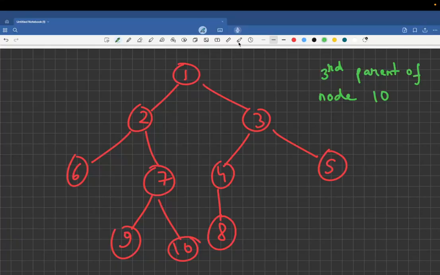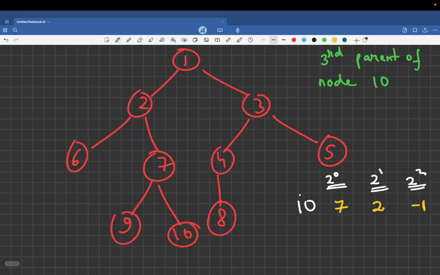First tell me what we will store. For 10, can I say 2 power 0th parent, 2 power 1th parent, and 2 power 2th parent? Can you name these parents for me for node 10? 2 power 0th parent is 7, that is the first parent. 2 power 1th parent is 2, that is the second parent. And 2 power 2th parent does not exist, so let me store minus 1. 2 power 2 means fourth parent. Fourth parent does not exist, right? So I'm just storing minus 1.